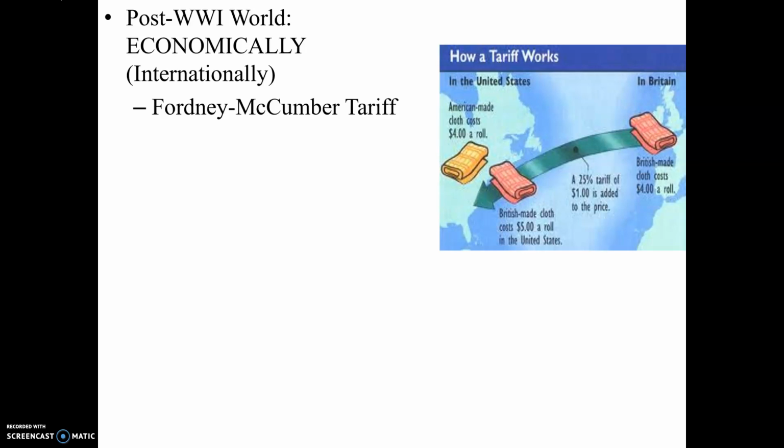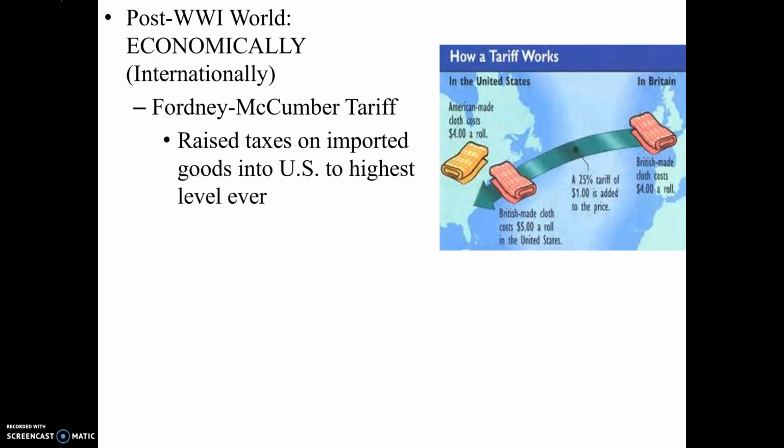So in order to make up for some of those economic losses, Congress is going to pass what's called the Fordney-McCumber tariff. Now, a tariff is a tax on imported goods that are trying to be sold to the American market. I do just want to explain what a tariff is real quickly for those of you who may or may not know how it works. A tariff is a tax that's put on any good coming from another country to be sold in the United States.